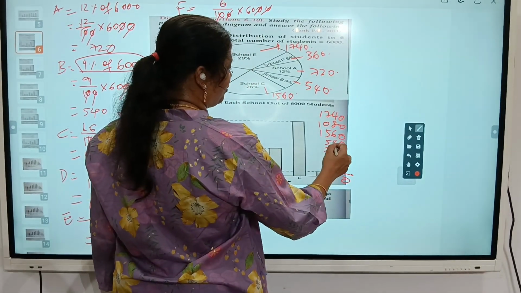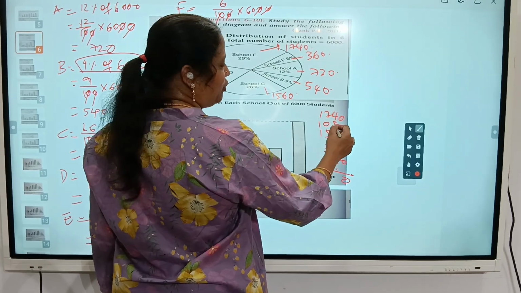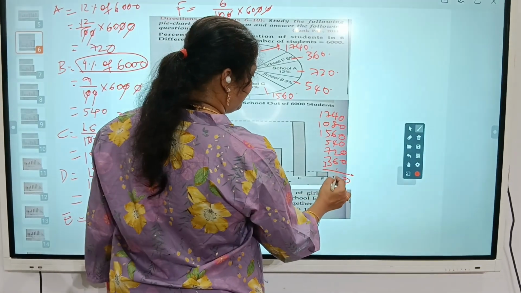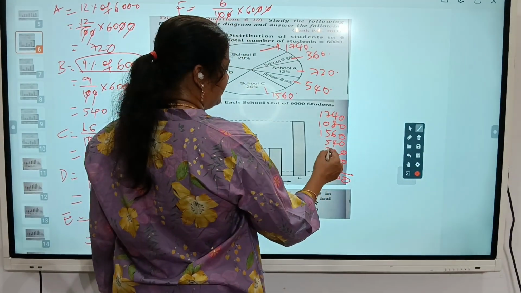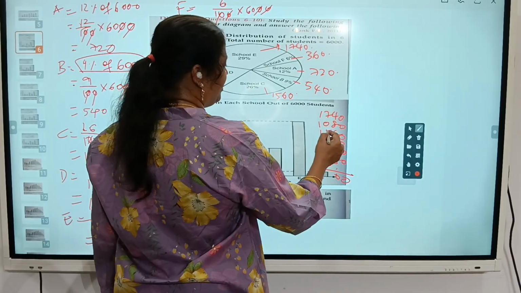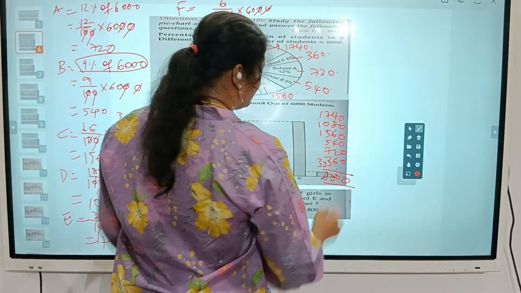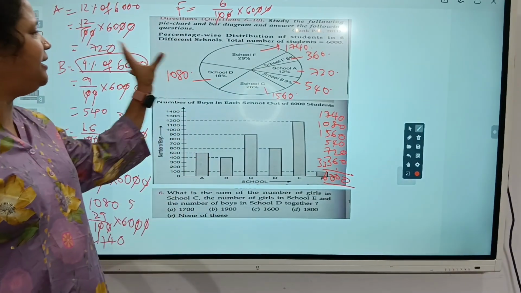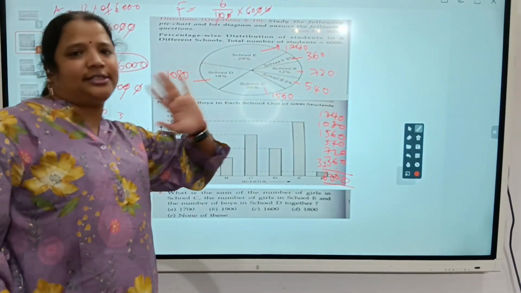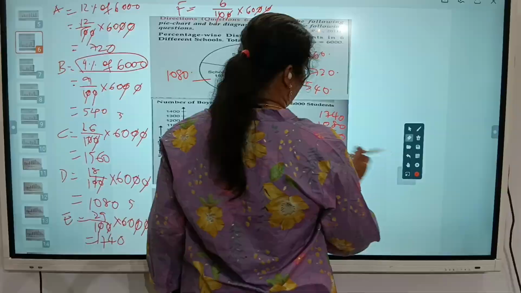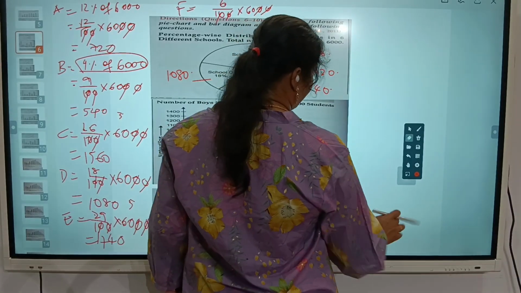6 2 8 4 12 18 8 26 30. 3 3 6 7 13 23 7 30. 3 plus 3 is 6, so 6,000 is coming. It means I did the calculation perfectly. There is nothing wrong in this. Now we will move to the second graph.